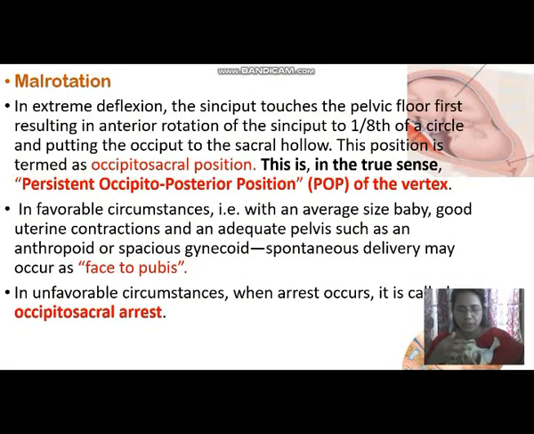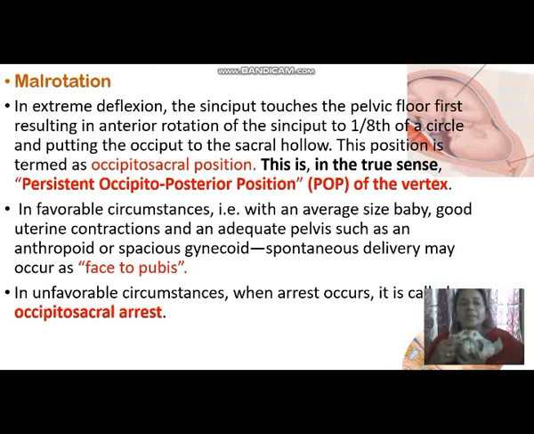Actually, there should be flexion and occiput should be the leading point. But the flexion does not occur, deflection continues. Then what will happen? It will arrest in the hollow of the sacrum, that is called occipitosacral position. Okay. Persistent occipito-posterior position of the vertex will occur.